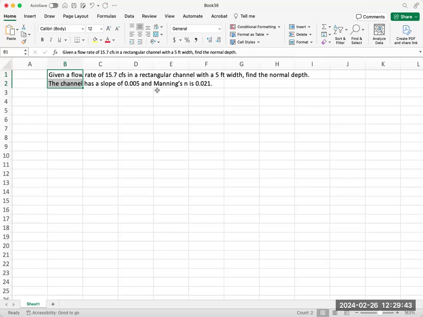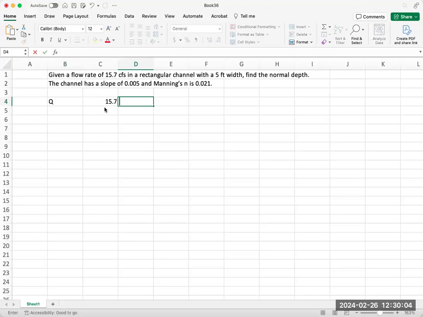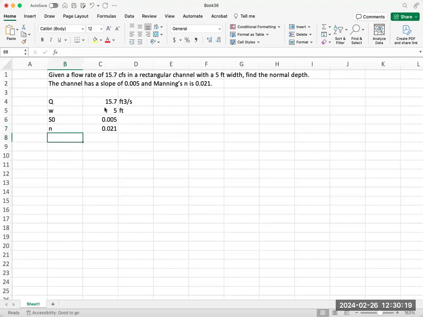We've got a flow rate of 15.7 CFS, a rectangular channel with a width of 5 feet, and you are going to find the normal depth under uniform conditions. The channel has a slope of 0.005 and Manning's N is 0.021. What I'm going to do is create cells that are labeled by my inputs and have units associated with them. So I've got Q, I've got W, it's 5 feet. I've got SO, my bed slope of 0.05, and I've got Manning's N of 0.021.